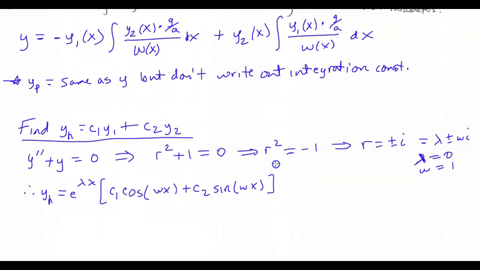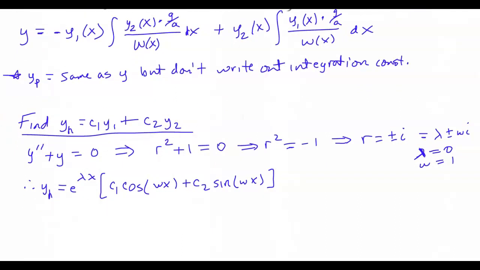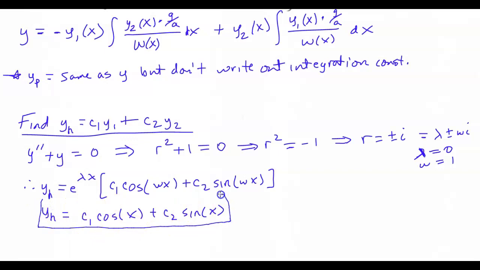I want to make sure that I'm actually using the right variable. Yeah. And so from here, we know that our homogeneous solution, since lambda is just going to be 0, e raised to 0 is just 1. So I just won't write that part. And so we'll just say this is c1 cosine of x plus c2 sine of x. Okay. So this will be our homogeneous portion of our total solution.